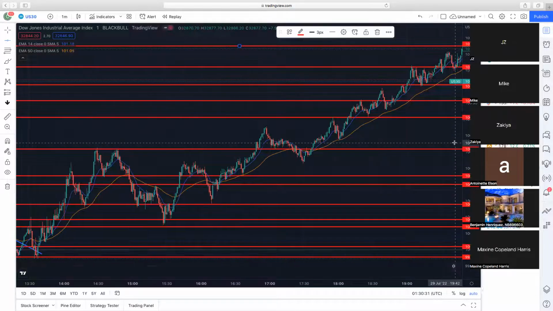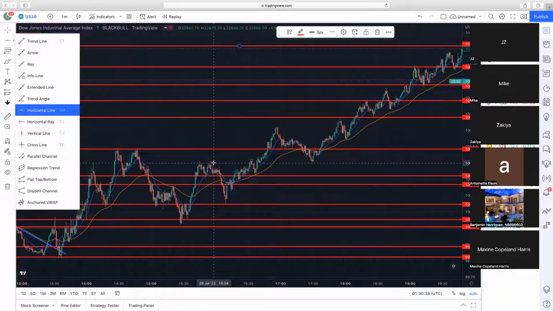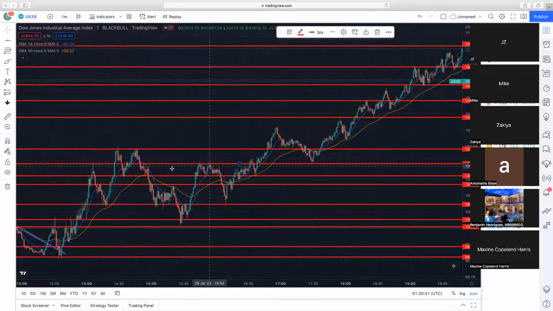I see on some of your guys' homework, you missed some really pivotal levels. Like I missed that one right there. Resistance, resistance, resistance, support, support. Okay. Very pivotal, very important lines. Okay. Anybody have any questions on this part?